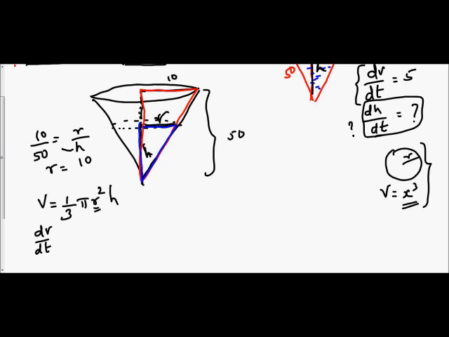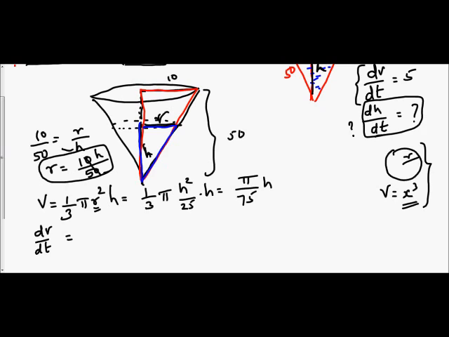This formula can be used: r is equal to 10h over 50. So I can rewrite r in terms of h. This would be 1/3 pi times (h/5) squared, that is h squared over 25, times h, which would be pi over 75 h cubed. So this is our new formula for V. In that case dV/dt would be pi over 75 times 3h squared dh/dt using the chain rule.